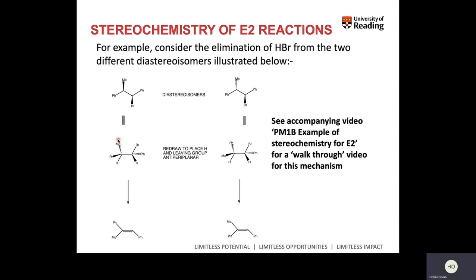The same is true here. This methyl group here is away from us. This hydrogen group here is towards us. So again, in the alkene, we're going to have the methyl on one side and the hydrogen on the other.